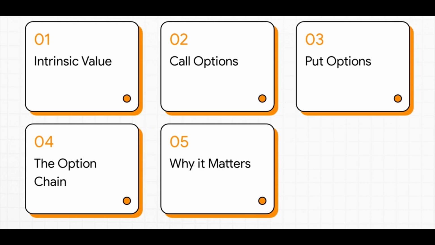So here's how we're going to tackle this. First, we're going to nail down that one core concept, intrinsic value. Then we'll use it to classify calls, and then puts. After that, we'll see how it all looks in the real world on an option chain. And finally, we'll get to the big question: why does any of this actually matter for your trading?